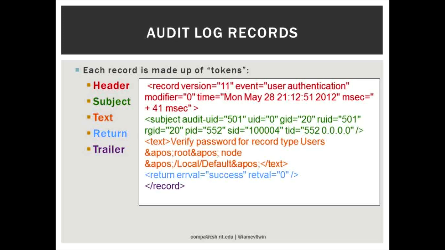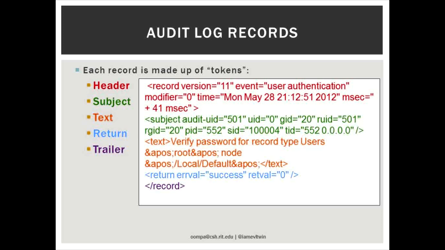The audit logs use a variety of different tokens. Each one is shown in a different color in the screenshot here. This one is a basic one. You'll find the header and the trailer, so the start and the end. The subject token is just showing you that it has certain audit data with it: the audit user ID, the user ID of whatever event is happening, the group ID of whatever event is happening, and some other information that might be of interest.